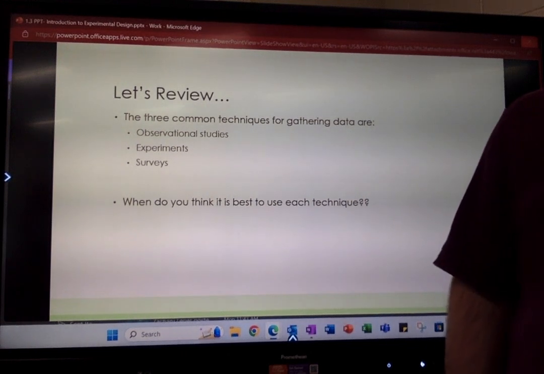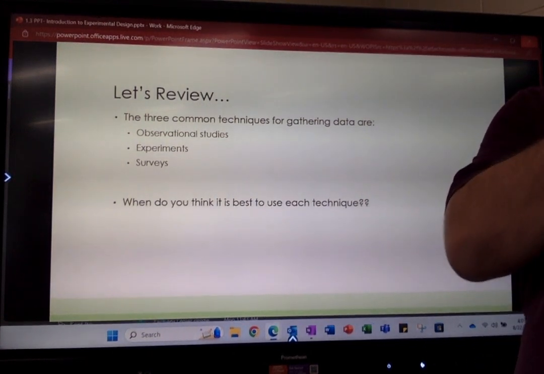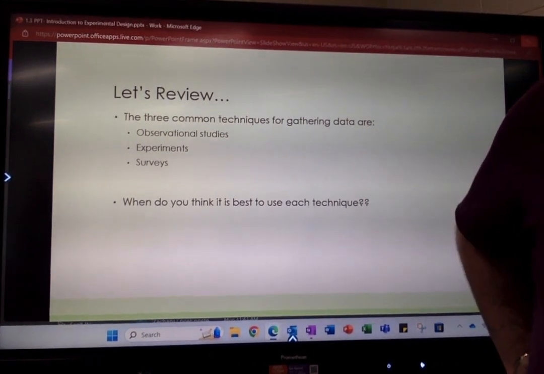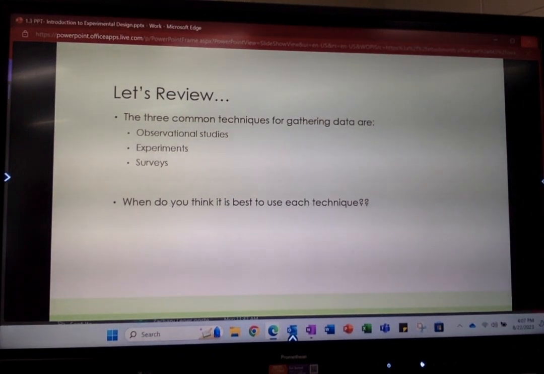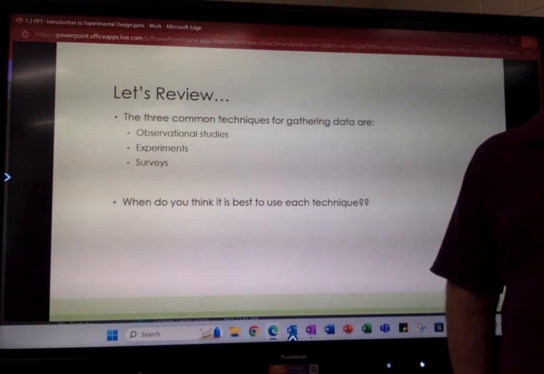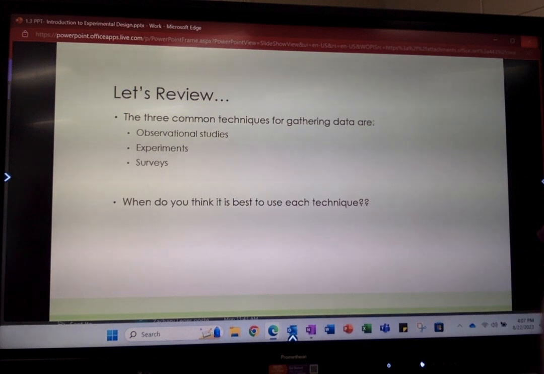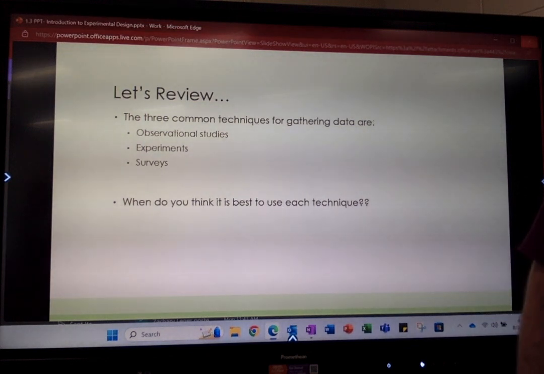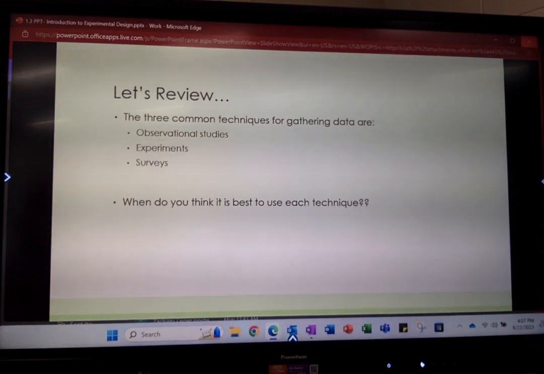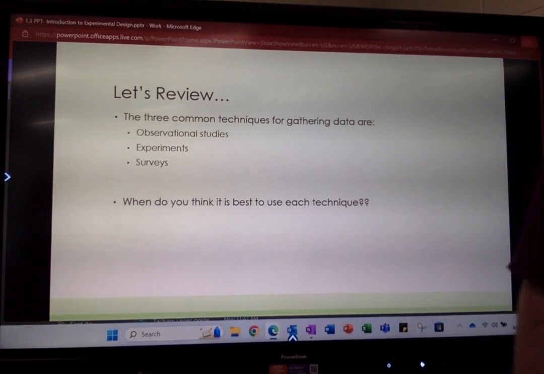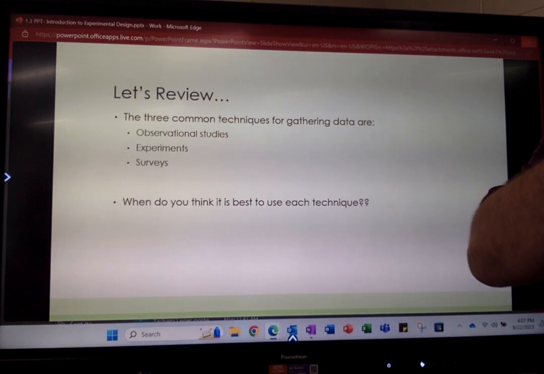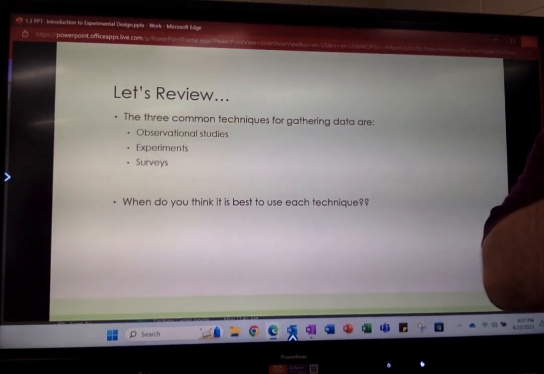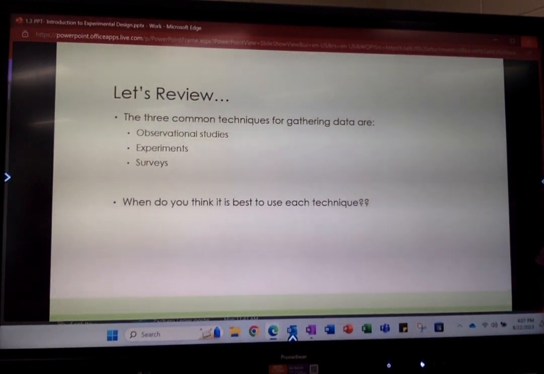When you go to observational studies, that's the second most effective. But we also have to make sure that our observation does not affect the behavior being measured or observed. We gotta think about Heisenberg's uncertainty principle here. The least effective technique for drawing conclusions is the survey.